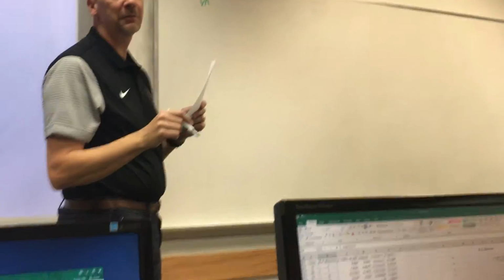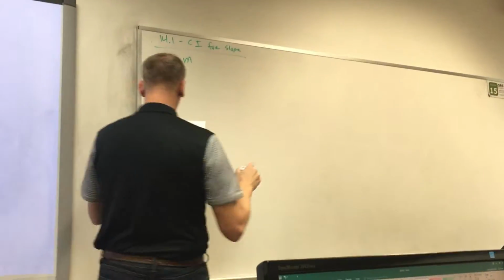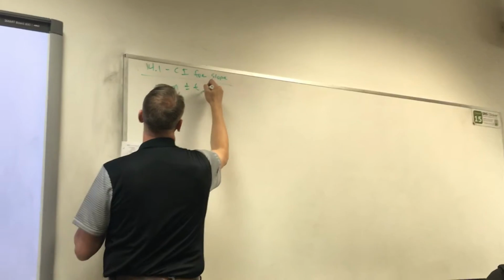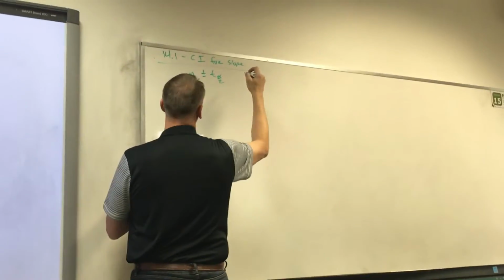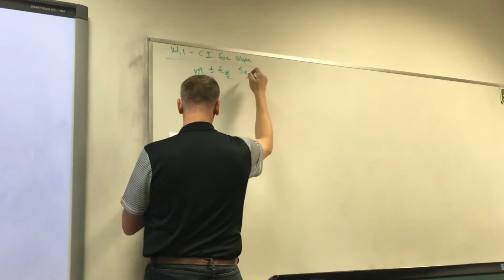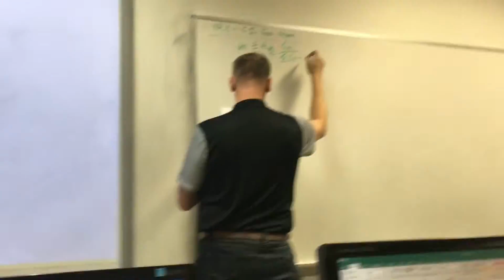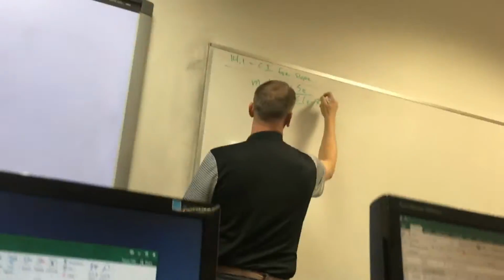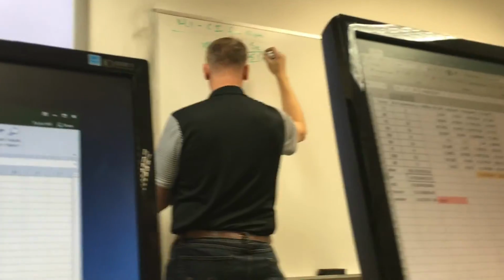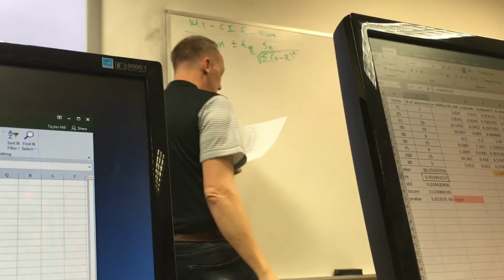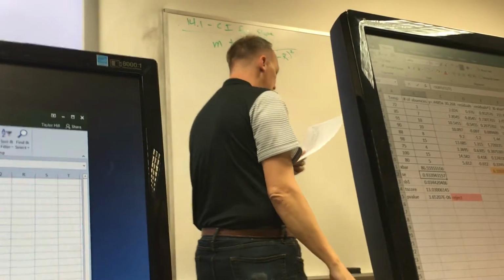But I think it's S sub B1 or whatever. Plus or minus T sub alpha over 2 times S sub E over the sum of X minus X bar. Okay? So that's pretty simple.